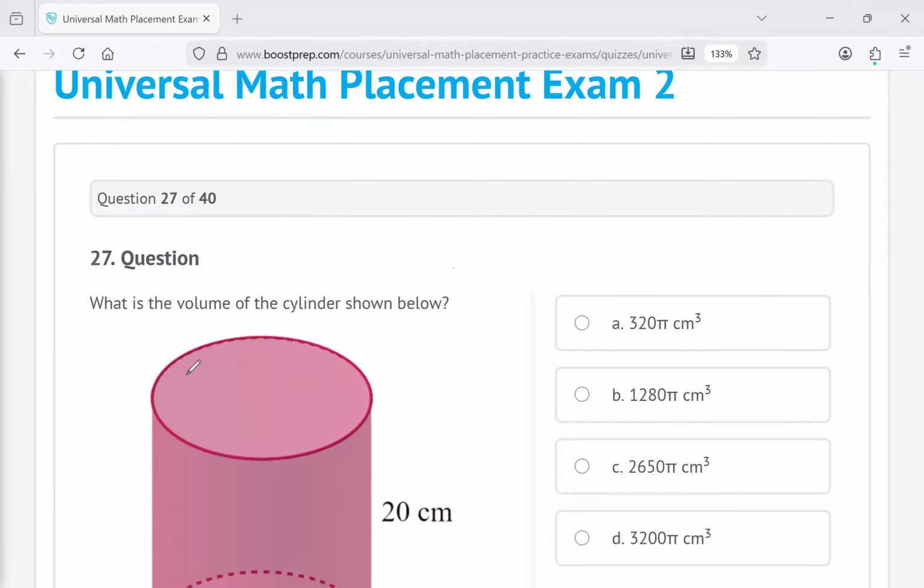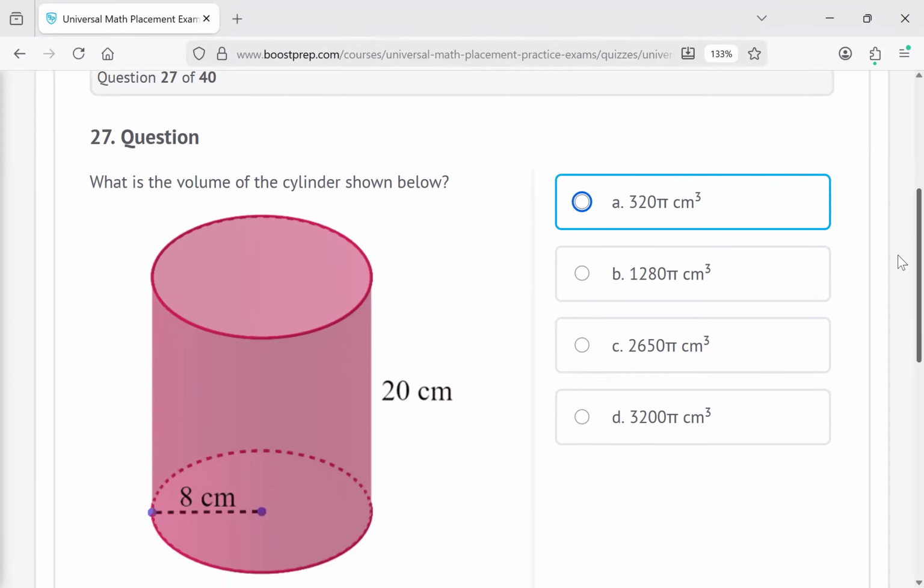27. What is the volume of the cylinder? So this one, you just have to know the formula. You have a cylinder, so you need to know the formula. What is the volume of the cylinder? I believe it's going to be, so volume of a cylinder equals pi r squared times h.